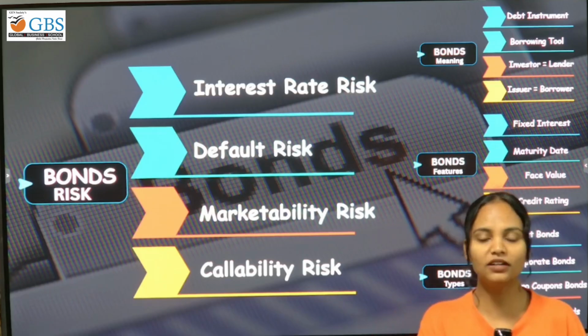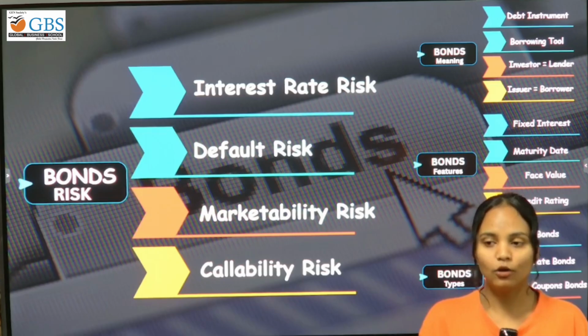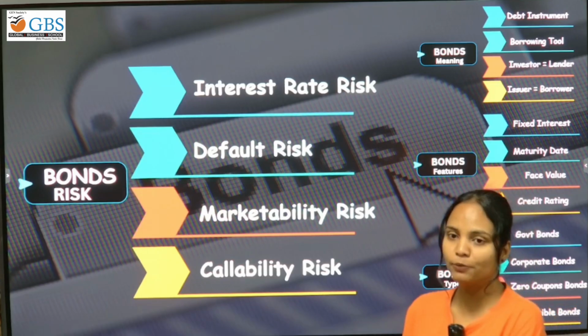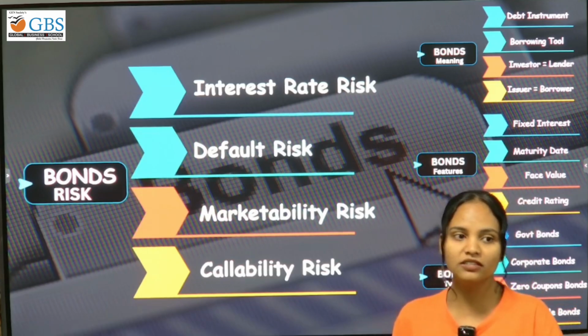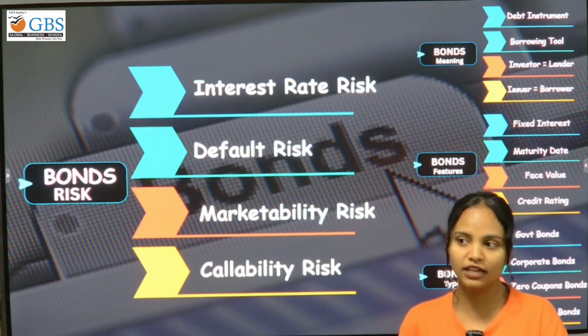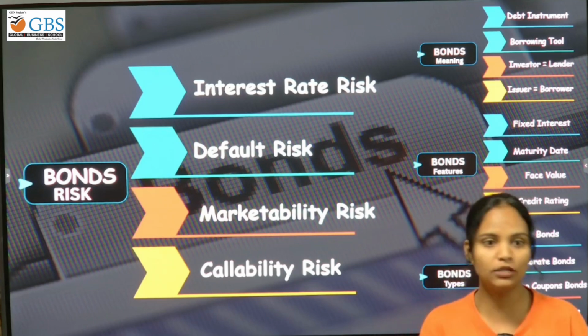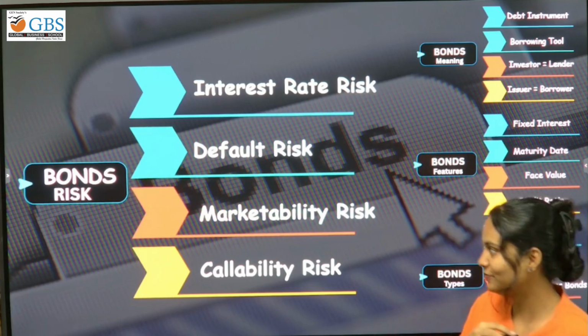Callability risk is nothing but, the period of time is fixed, but the companies redeem, sell or issue before the maturity period.